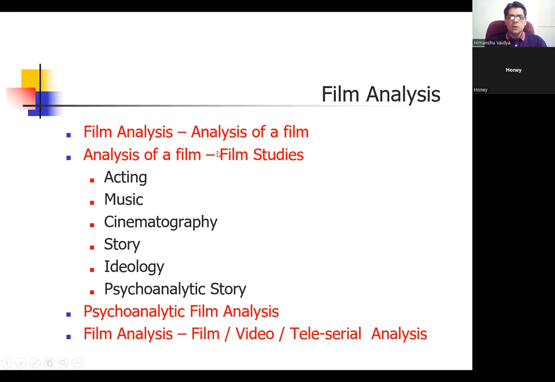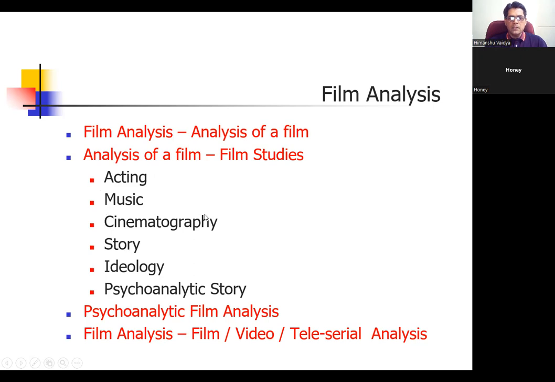You do a film studies course from any good university. In that course, film analysis is a very important part of the whole program. There are various ways of doing film analysis. Someone can do film analysis with a focus on acting. Someone can do analysis with a focus on music. Someone can do analysis with a focus on cinematography. Someone can do an analysis with a focus on story or the script.